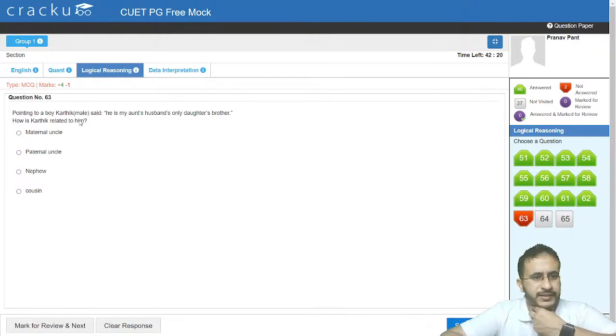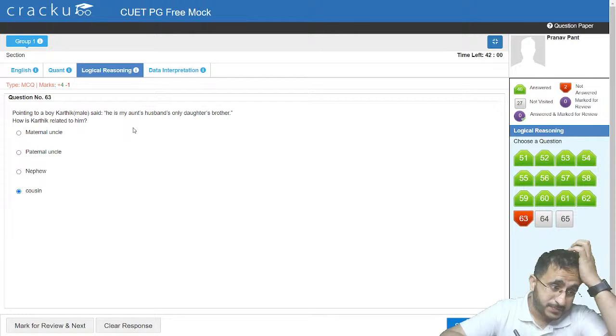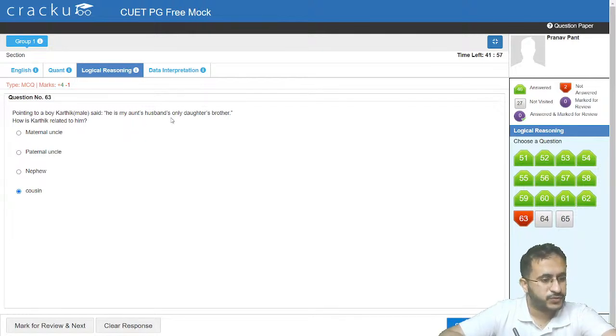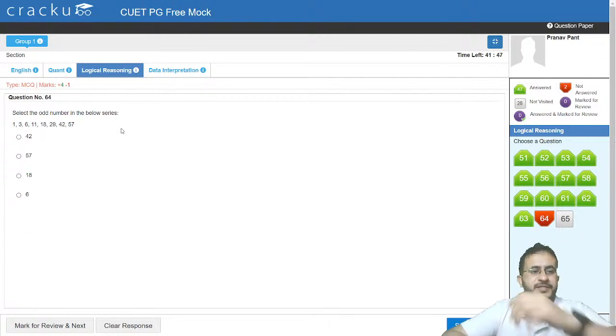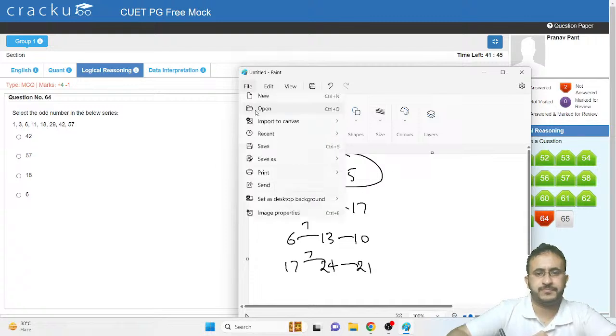Pointing to a boy, Karthik said, he is my aunt's husband's only daughter's brother. Aunt's husband's only daughter's brother. Aunt's husband, what will that be? Uncle. Uncle's only daughter will be his cousin. Cousin's brother will be cousin. So that person is cousin. So aunt's husband will be uncle, uncle's daughter will be cousin, cousin's brother will be cousin. So this is cousin.